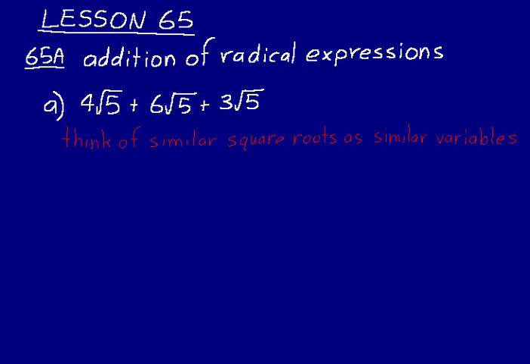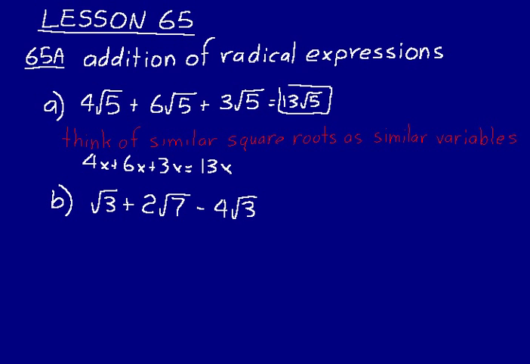This isn't the right way to solve the problem, but just think of it like 4x plus 6x plus 3x. You already know how to do a problem like that. That's just adding like terms together, and you would end up with 13x. So think of similar square roots as similar variables. This answer would be 13 times the square root of 5.